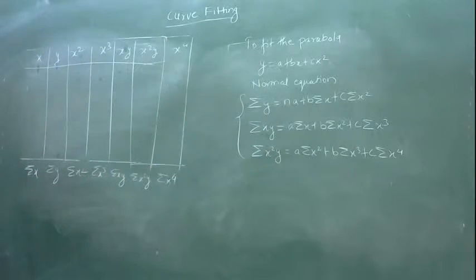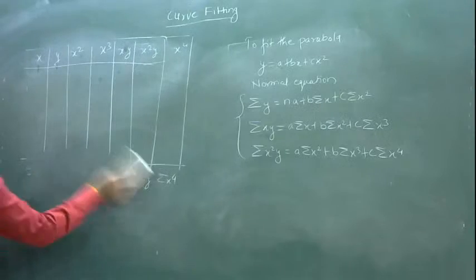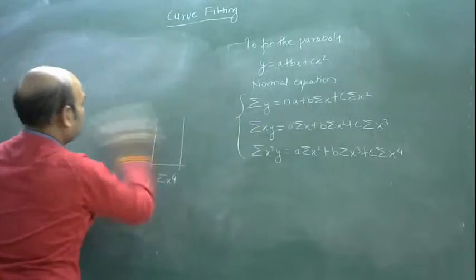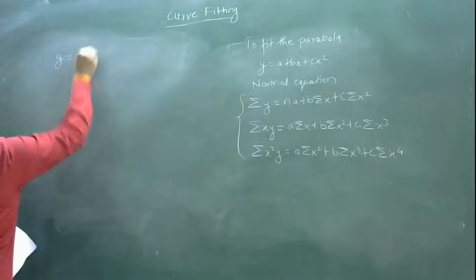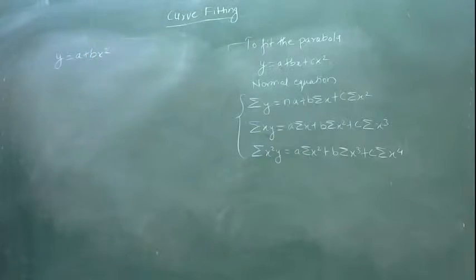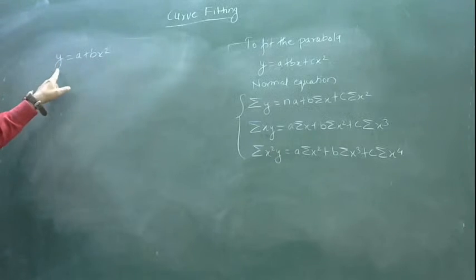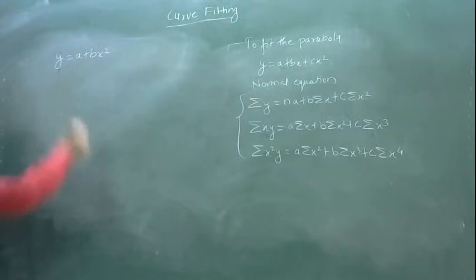Now we will see some more curves. A curve is given: y is equal to a plus bx square. The equation of a straight line is y is equal to a plus bx. Here what is given? y is equal to a plus bx square. So how to solve this?